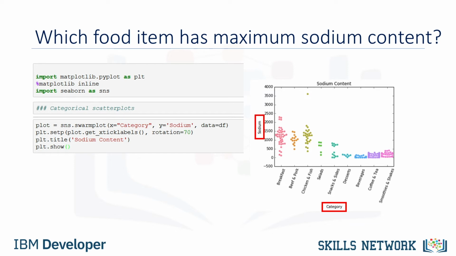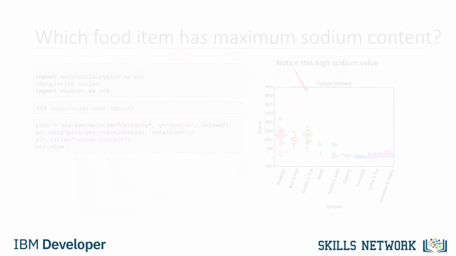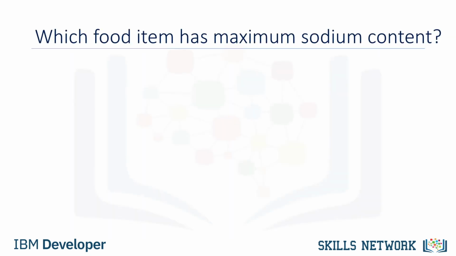The plot shows the sodium values for the different food items by category. Notice a high value of around 3,600 for sodium on the scatter plot. We will be learning about visualizations later in this module. Let's further explore this high sodium value and identify which food items on the menu have this value for sodium. Let's do some basic data analysis using Python to find which food items on the menu have maximum sodium content.